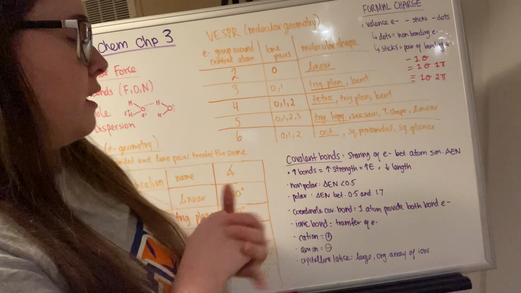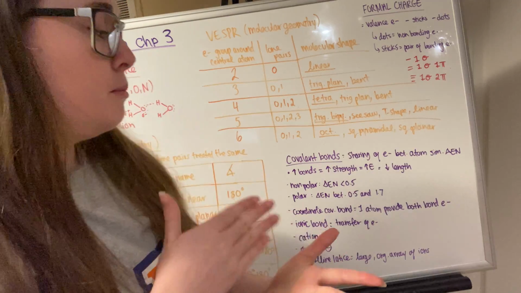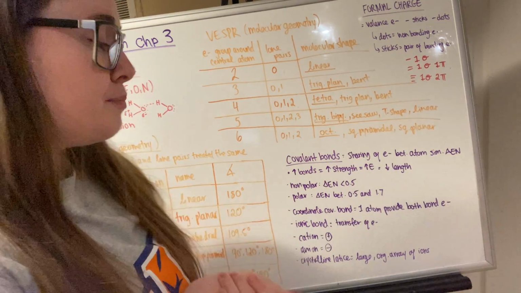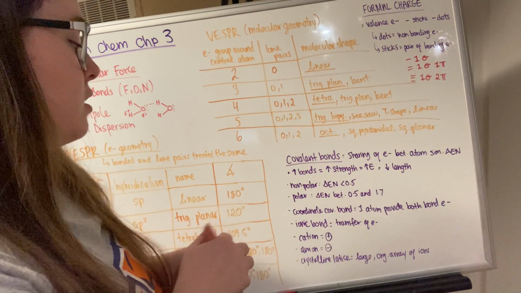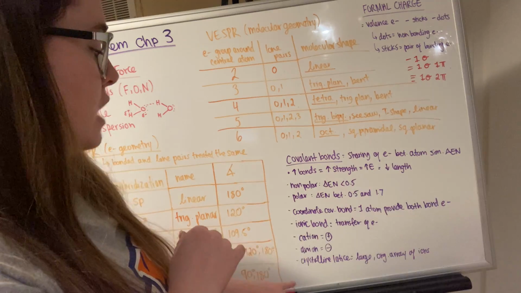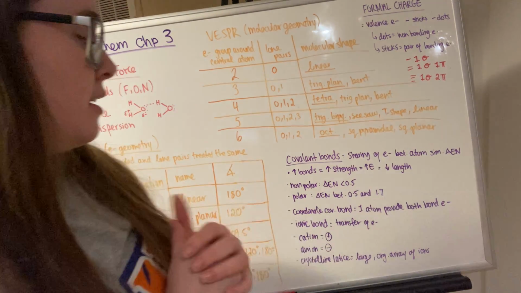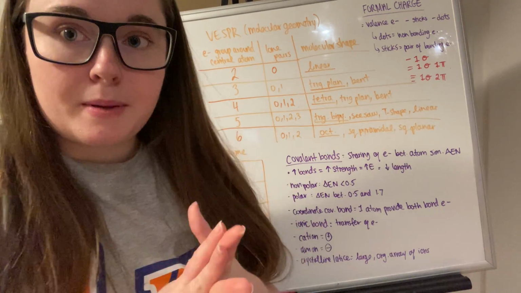Then we have coordinate covalent bonds, which is when one atom provides both bonding electrons. You have ionic bonds, like we said, which is the transfer of electrons. We have cations, which are positive charge. Anions are negative charge. Then you have crystalline lattice, which is a large organized array of ions, for example, that we see in diamonds.